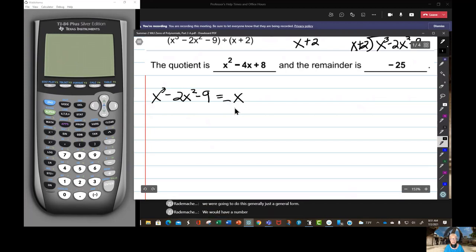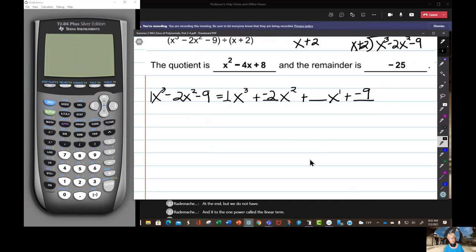we would have a number times x to the third, plus a number times x squared, plus a number times x, plus a number at the end, the constant. Well, we have that here. There's an understood 1 in front of x to the third, and there's a negative 2 in front of x squared, and we have a negative 9 at the end, but we do not have an x to the 1 power called the linear term. What to do? Well, we're supposed to have something there.